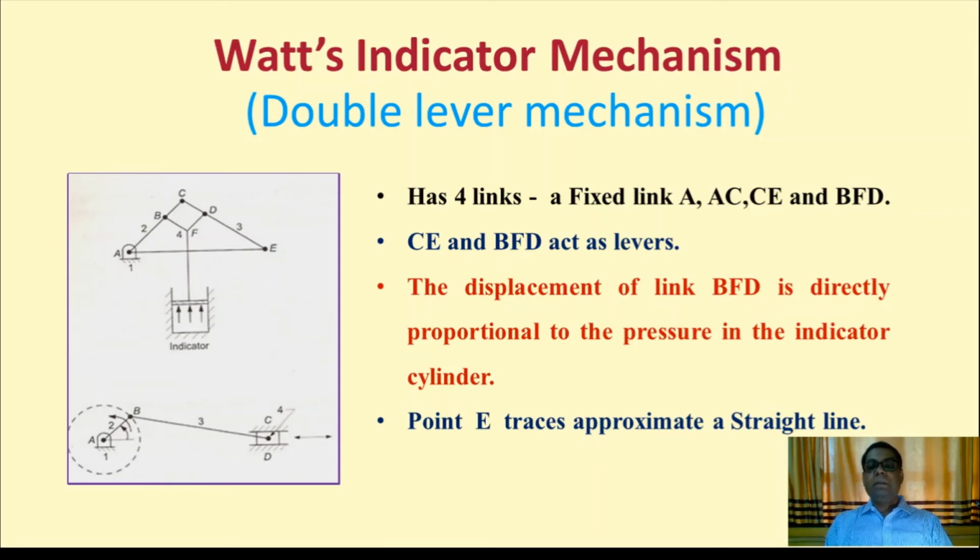The displacement of link BFD is directly proportional to the pressure in the indicator cylinder. Point E traces approximately a straight line. That is why it is called Watt's indicator mechanism. In earlier days it was used as an indicator measuring gauge.